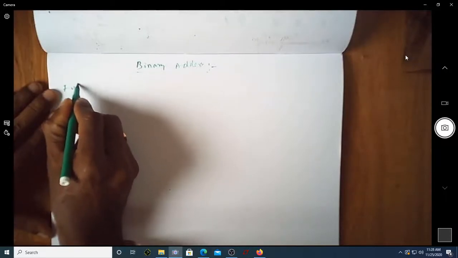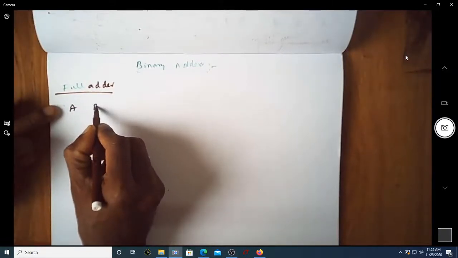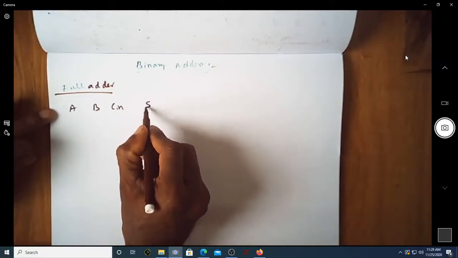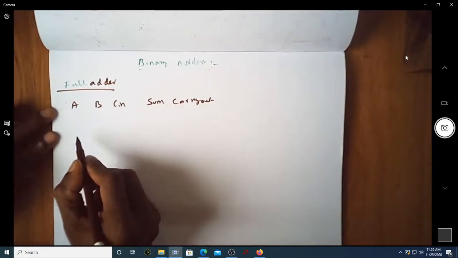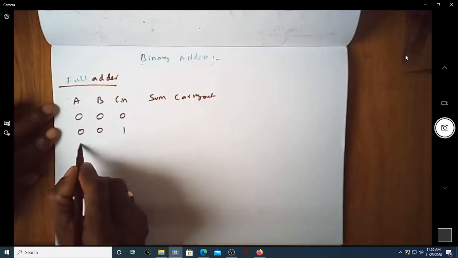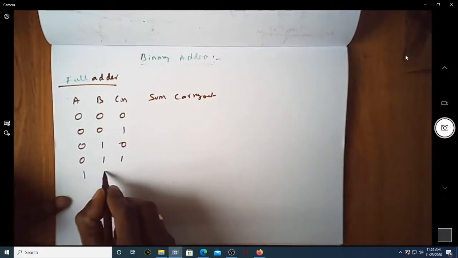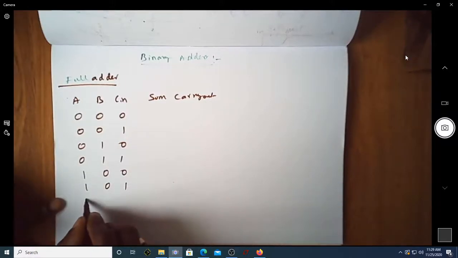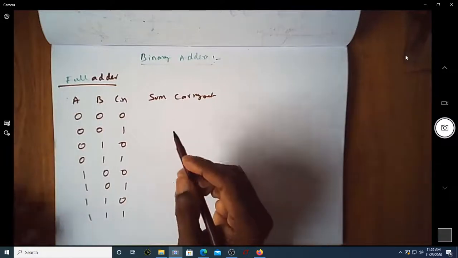So let us start with implementing a full adder. Let us write the truth table of the full adder. This is a full adder circuit, which is going to have inputs A, B, C in. It is going to have sum and carry out as the outputs. Let us write all 8 different combinations: 0 0 0, 0 0 1, 0 1 0, 0 1 1, then 1 0 0, 1 0 1, 1 1 0, 1 1 1. So these are the 8 different combinations of the inputs.